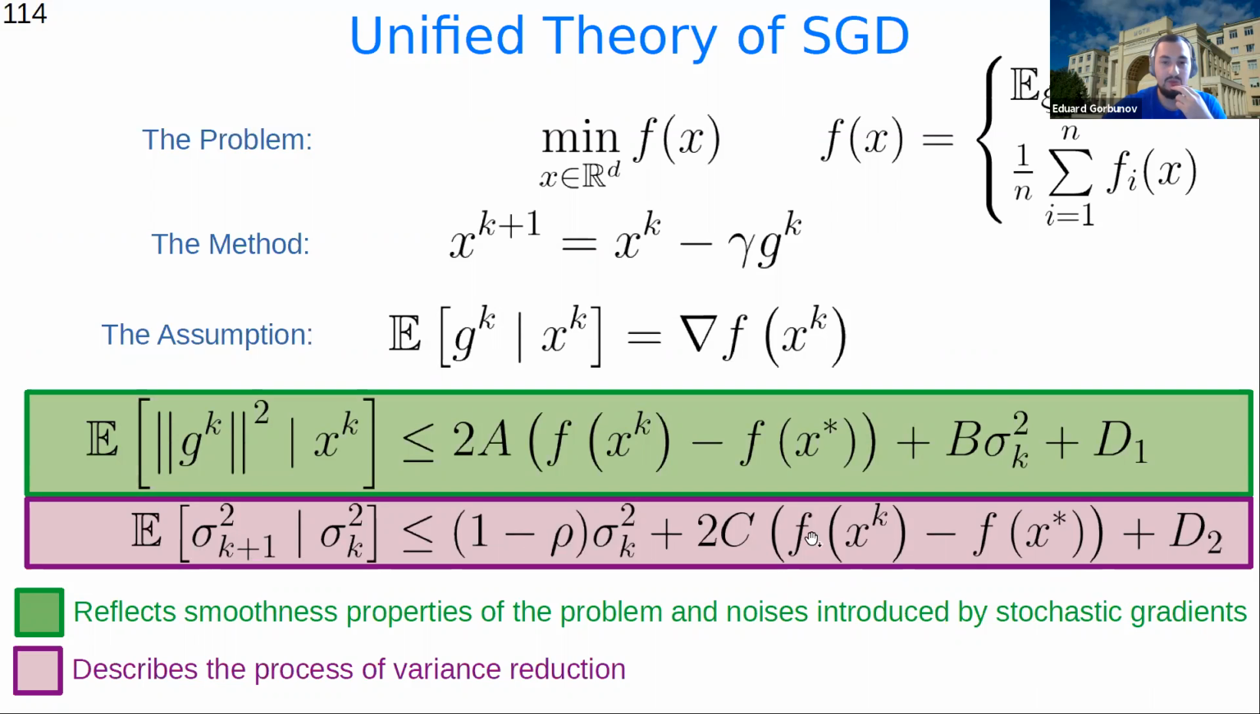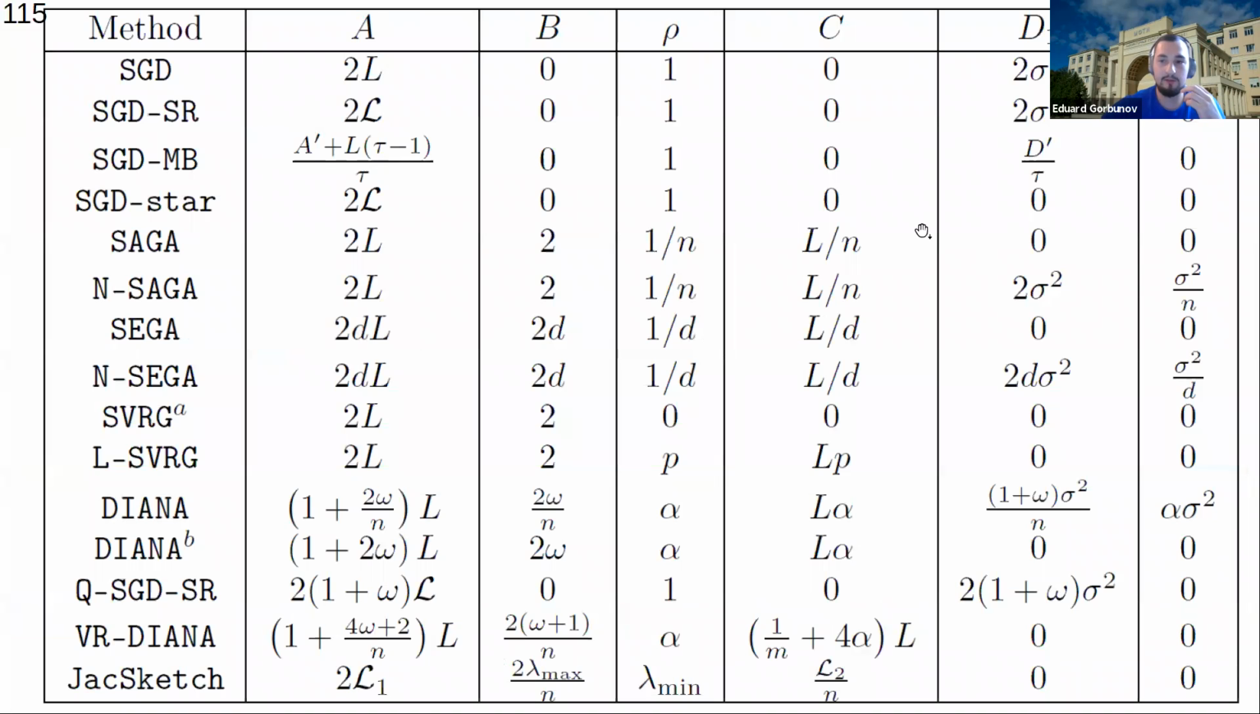And under this assumption, one can analyze a lot of methods, and here are some of them. So one can analyze simple SGD, SGD with arbitrary sampling, variance reduced methods, methods with coordinate-wise randomization, and even DIANA, so methods with quantization, and also one can put in this framework QSGD as well. And so there are a lot of methods covered by this assumption.